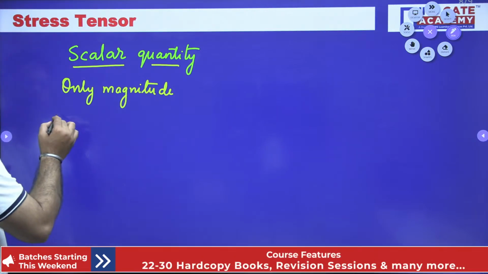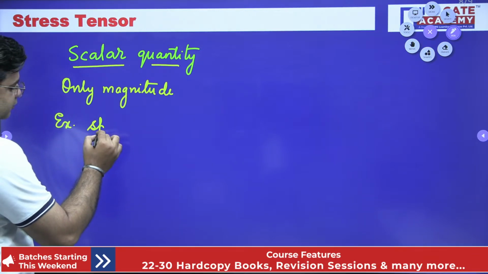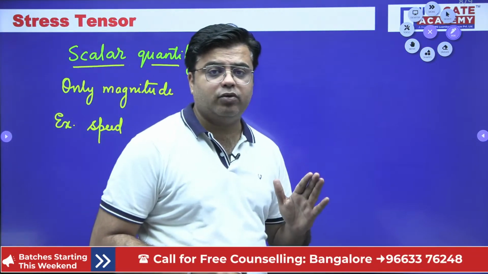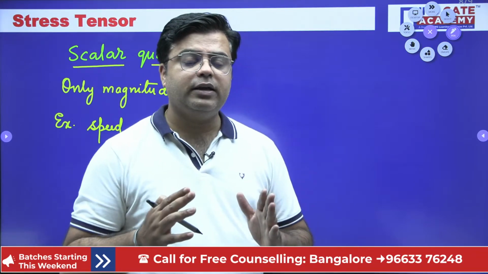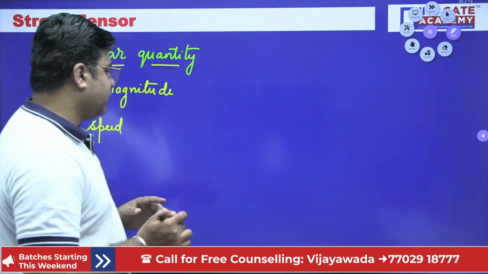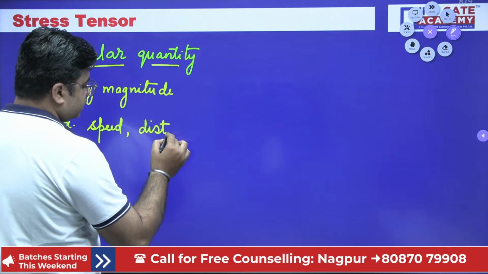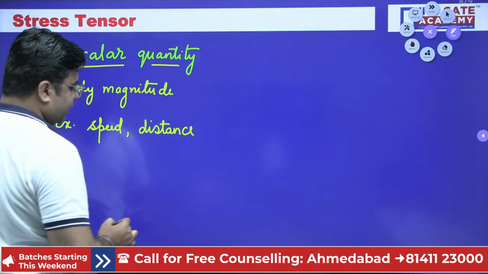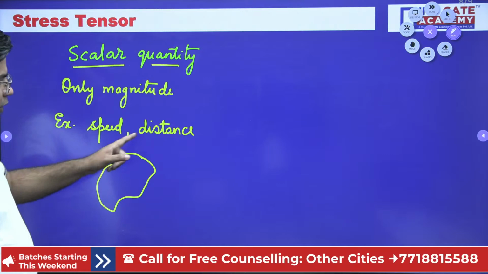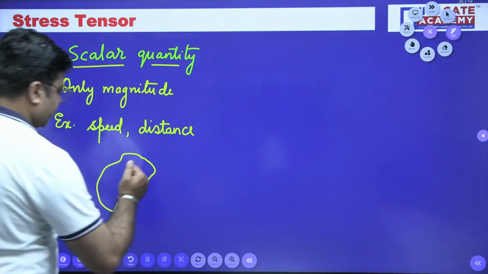The examples of scalar quantity are, first one is your speed. Okay, speed only has the magnitude. When I talk about velocity, velocity has magnitude and direction, but speed is a scalar quantity. The next scalar quantity is distance. So anywhere if you roam around, the total length of path covered by you will be the distance covered by you. So distance is again a scalar quantity, right?